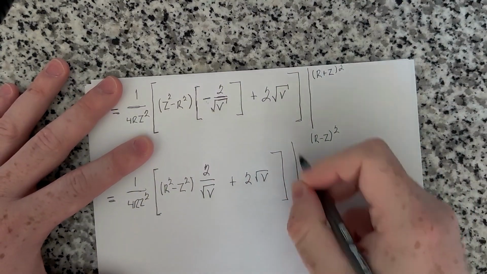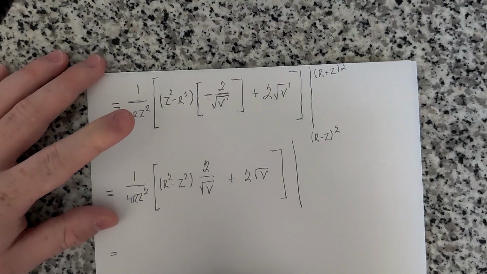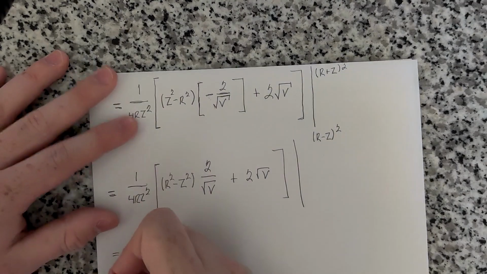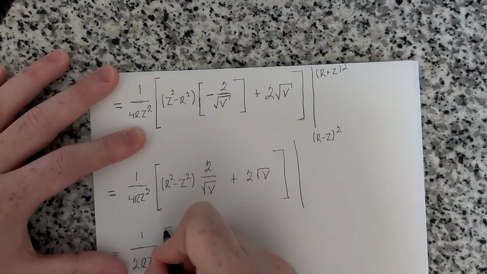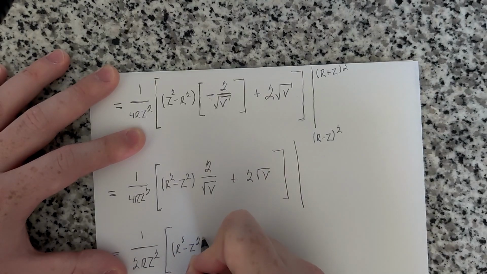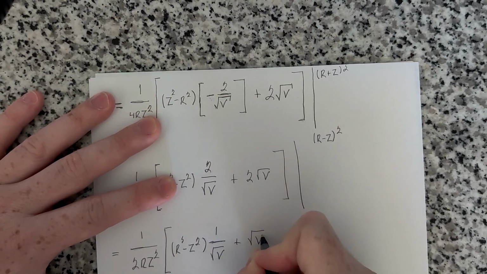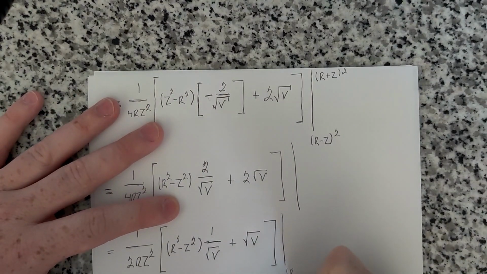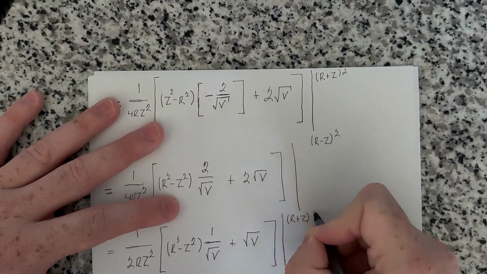So we know this is evaluated from those bounds. I'm not going to write the bounds over again because we know what they're evaluating between. I'm just going to simplify it even more. So we can pull out the 2 and just make this 1/2rz squared. And then we have our r squared minus z squared, and then we have 1 over the square root of v plus the square root of v. I think that's the simplest form you can get to evaluate. So we're evaluating, remember, from r minus z squared to r plus z squared.